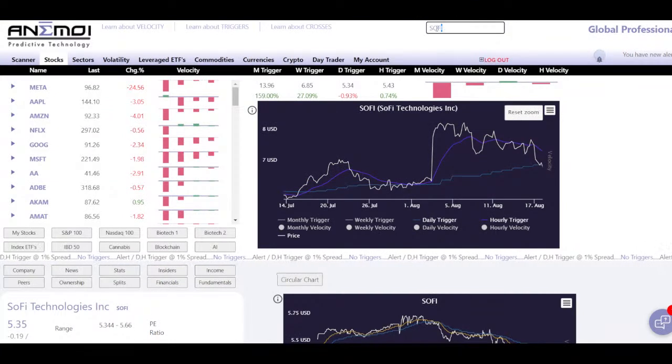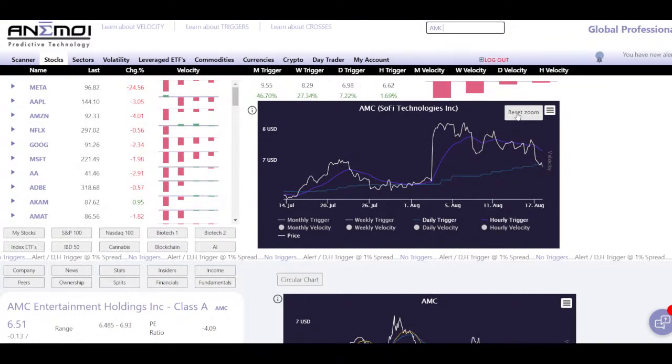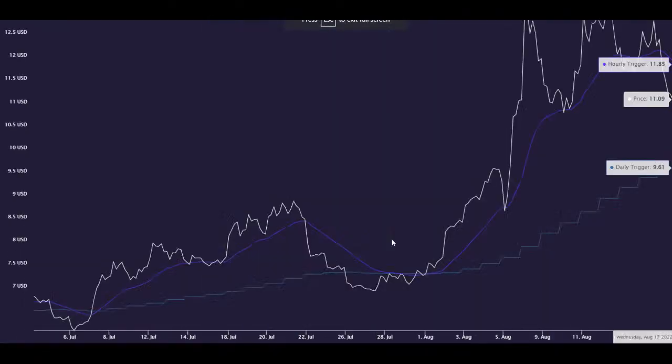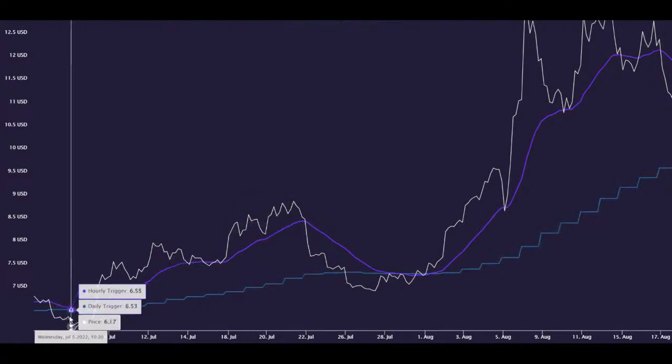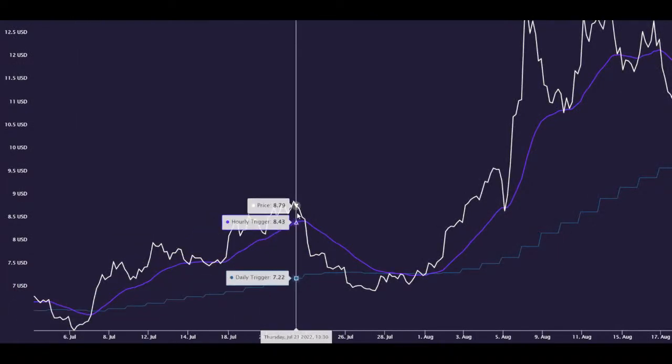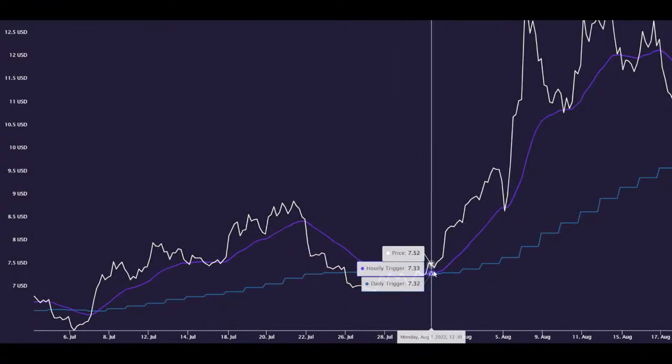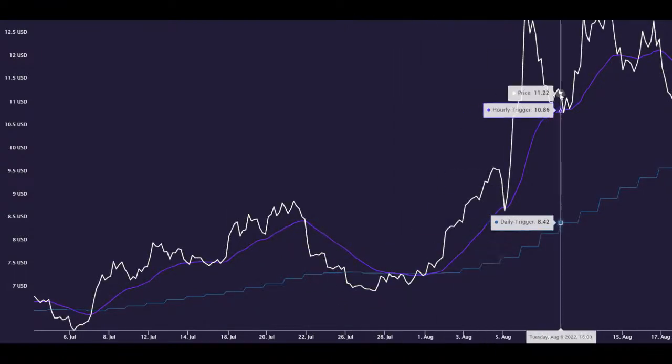Another example of something like that is AMC. That's why Nimoy is so great, because it's not technical analysis. It's just telling you where they are taking the price. So again, hourly trigger crosses the daily trigger. All right, we get this nice move up. We get the shakeout where the hourly trigger airplanes off the daily trigger, and then we roar to the upside.